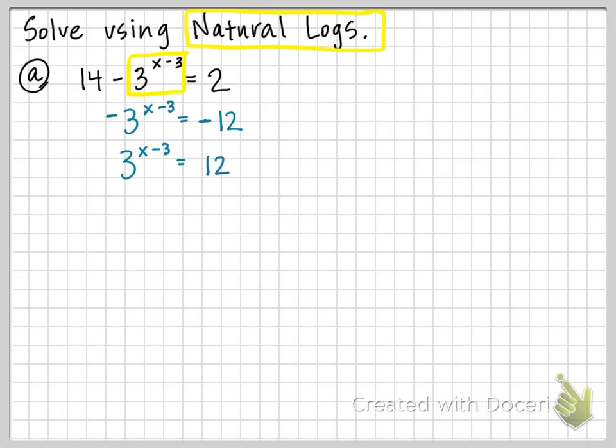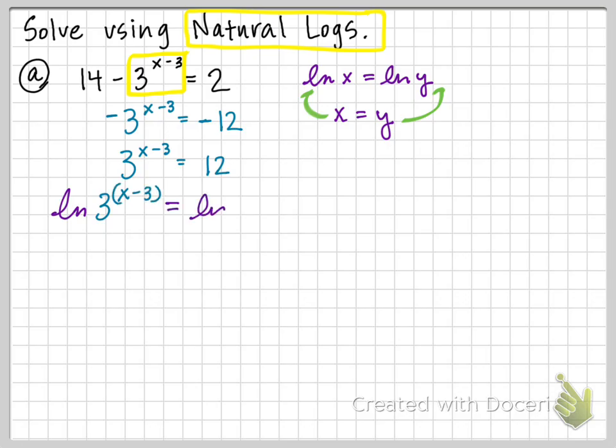Now from here, we're going to use a property that we learned in the last lesson that said if I had the natural log of x equals the natural log of y, I could claim the arguments were equal. I'm going to go backwards with that skill. I'm going to say, well, if I know the arguments are equal, then I can take the natural log of both sides. So I'm going to call this the natural log of 3 raised to the x minus 3 is equal to the natural log of 12.